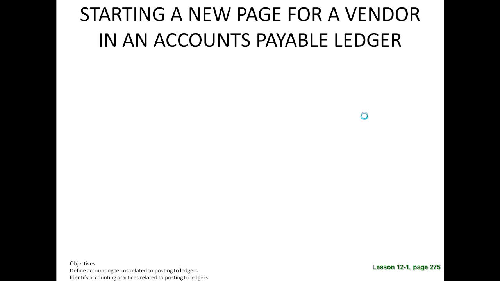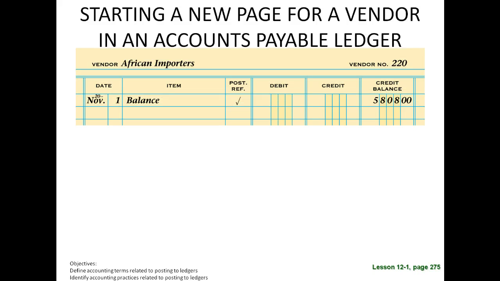Okay, so this shows you how to start a new page for vendor and accounts payable ledger. We're assuming that this ledger has been around for a while. So this is a subsidiary ledger page for an accounts payable. So let's look at how this differs from a regular general ledger page.